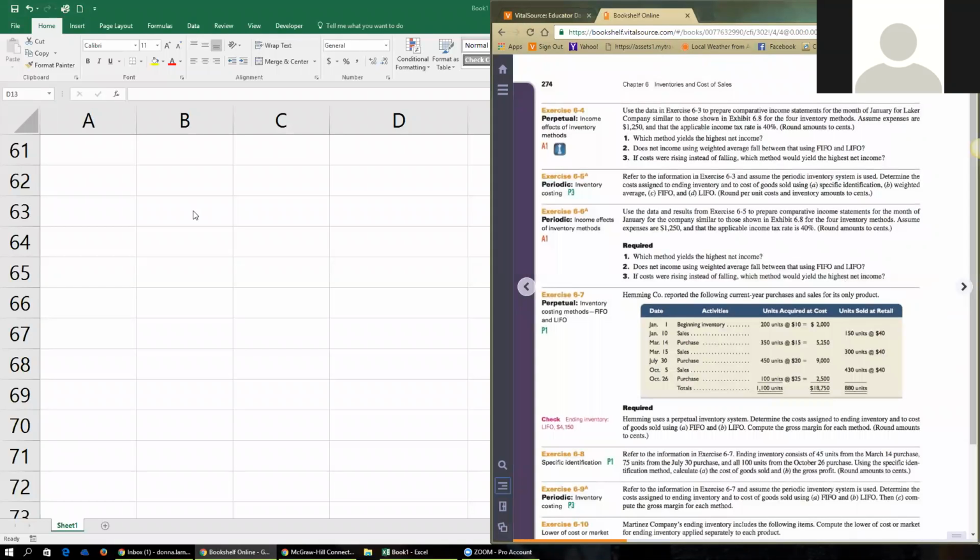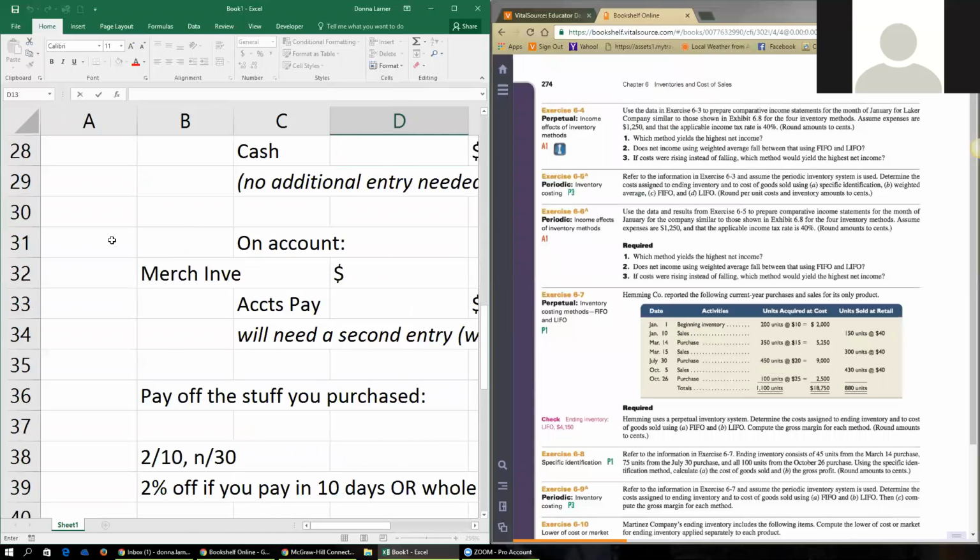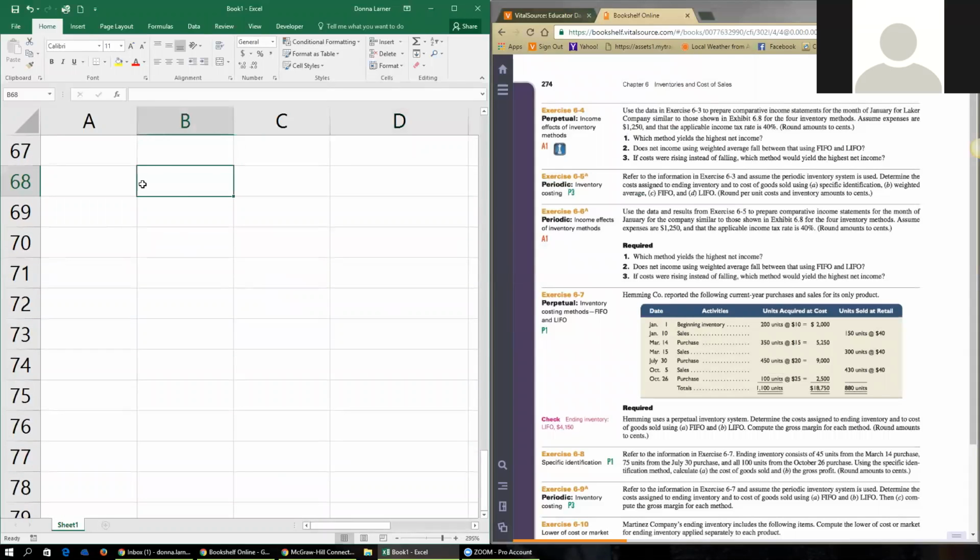So we're going to look at that same story problem, but I want to have some space to actually write it out. Here we go. What page is that? 274.